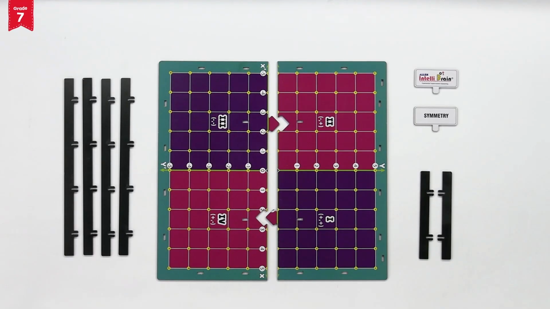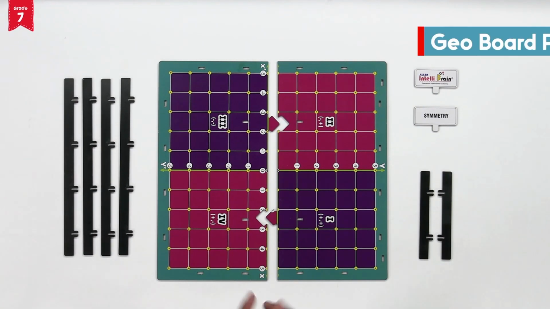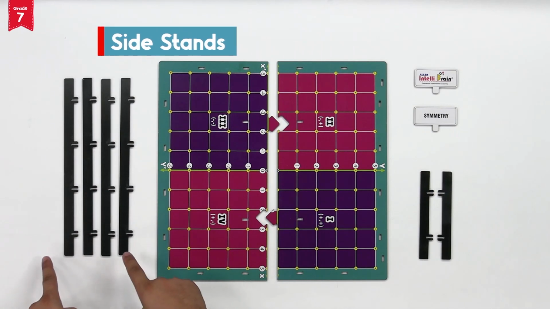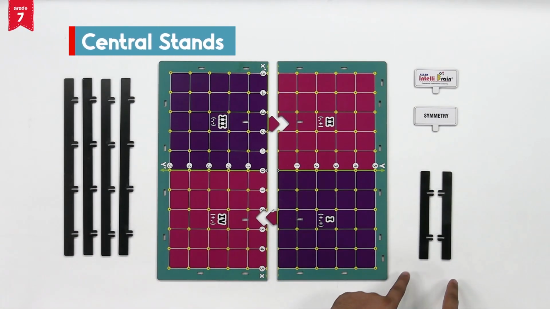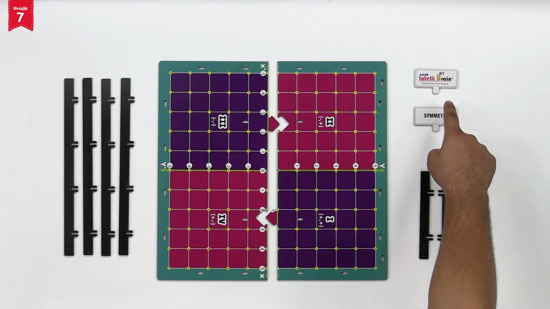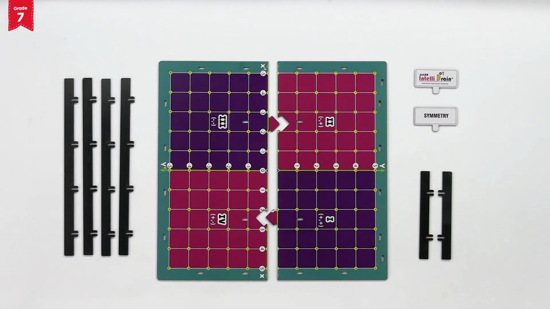In order to perform this activity, take out the 2 parts of geoboard along with its 4 side stands, 2 central stands and symmetry tag and IntelliBrain tag from the activity kit. First of all, assemble the geoboard as done for the activity of coordinate geometry and place it over a flat surface.